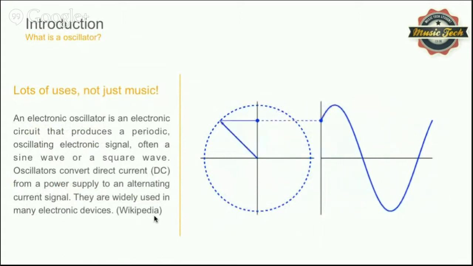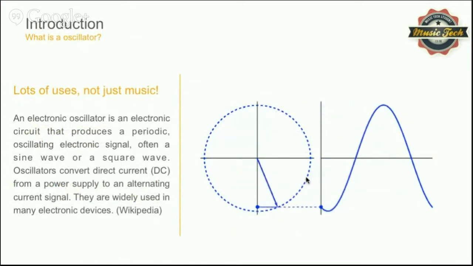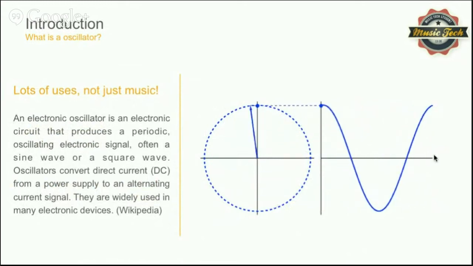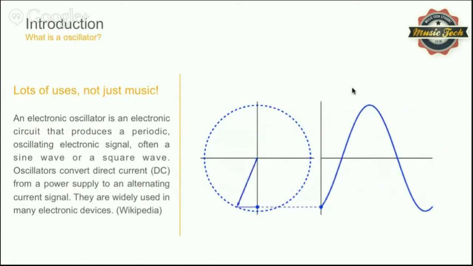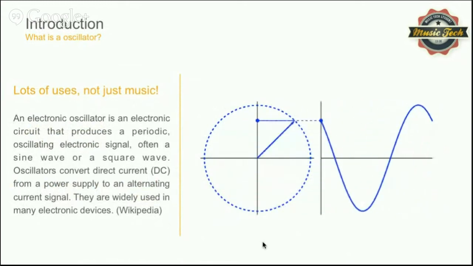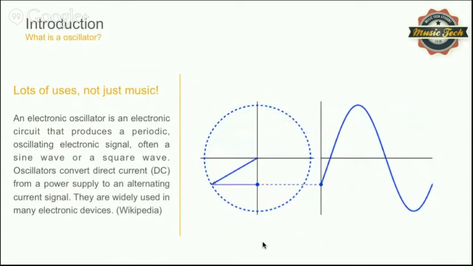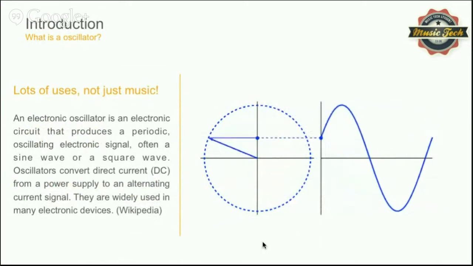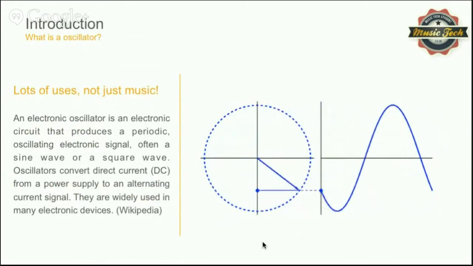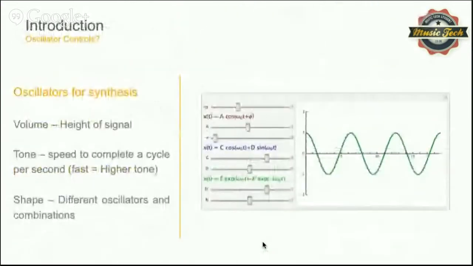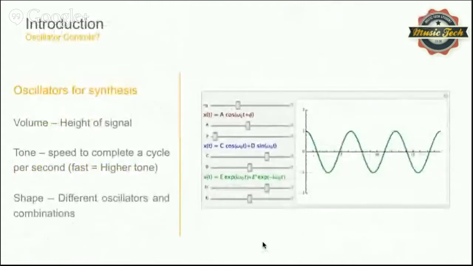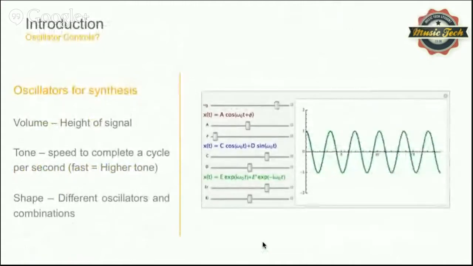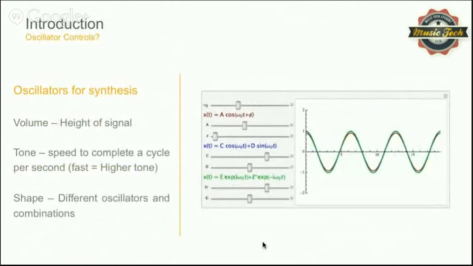So that's the general philosophy. From left to right is how it generates its pitch. From top to bottom is how it generates its overall sound pressure, if you like, the amplification, the loudness. And then there's obviously the shape that comes with that as well. As said previously, you can control oscillators using three different things: the volume, the tone, and the shape. The shape is probably the most interesting thing.